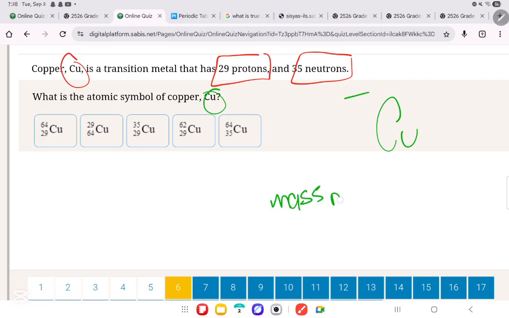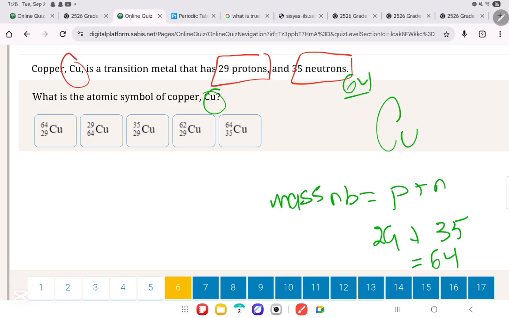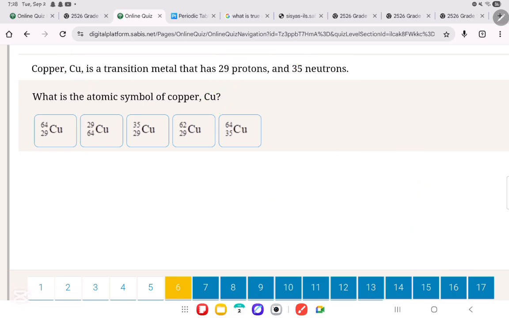Mass number is equal to proton plus neutron. What's our proton? 29. Plus, what's our neutron? 35. 29 plus 35 is going to give us 64. So you're going to have 64 on the top. And at the bottom, you will have the number of protons, which is the atomic number, which is 29. So the correct answer in this case is 64, 29 Cu.